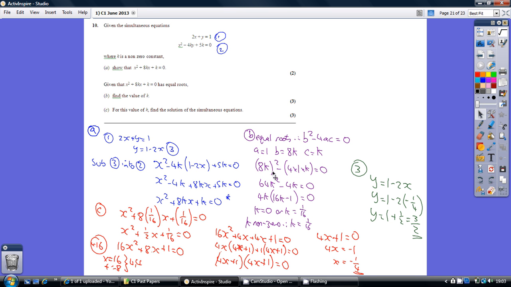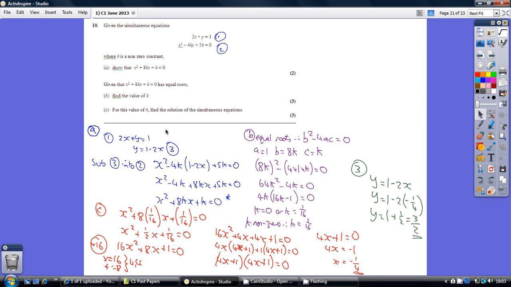So here's b, squaring it, minus 4 times a times c. Multiply out that squaring, take away this bracket, this is 4k. We can then factorize to take out the 4k, so it's 4k bracket 16k minus 1 is 0, so k is 0, or k is a 16th. Now we're told that k is a non-zero constant, so 0 is not a solution. K is a 16th is our solution.